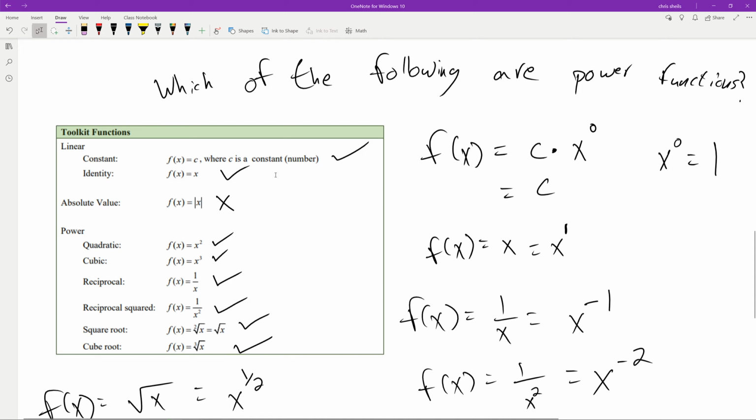So actually, out of all of our toolkit functions, we only have one that isn't a power function, and that's absolute value of x.